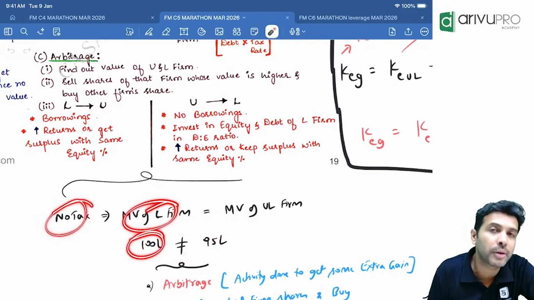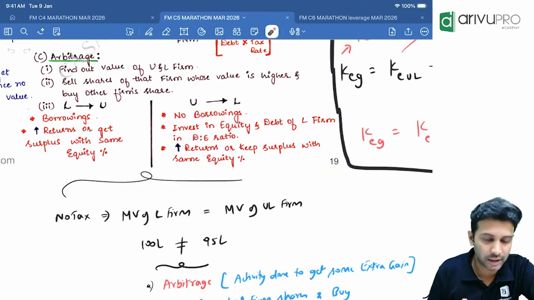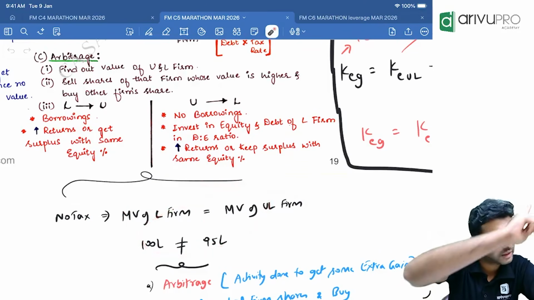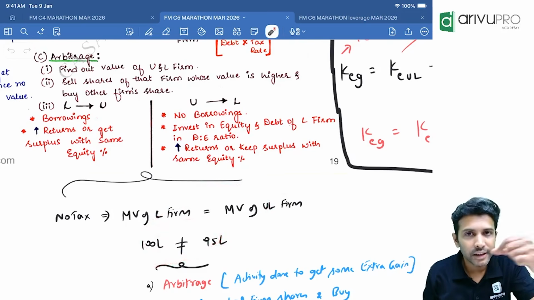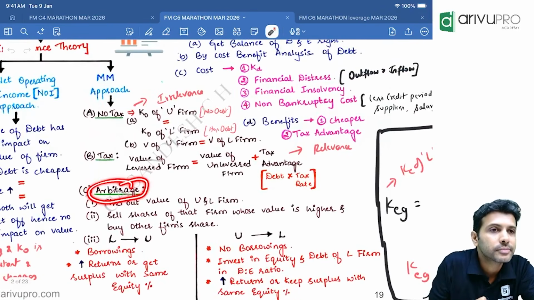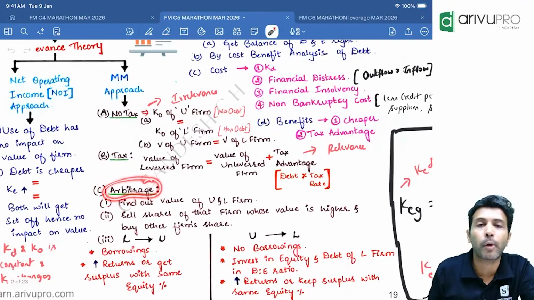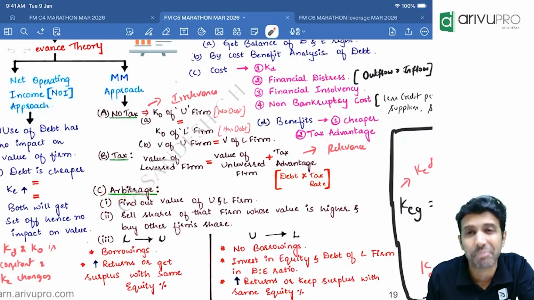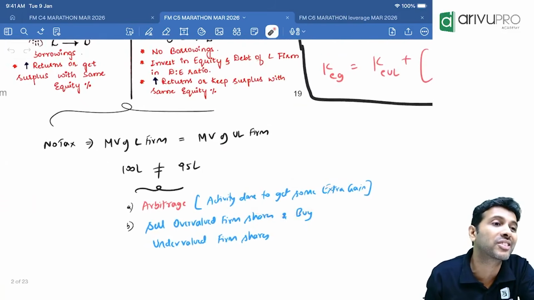Market value of the levered firm, let's say, is 100 lakh. Market value of the unlevered firm is 95 lakh. These two should be different or same? As per sir, it should be the same. Is it the same or not the same? If it is not the same, then an investor, not a company, an investor can do something called arbitrage. Arbitrage is a simple process, an activity done to get some extra gain.